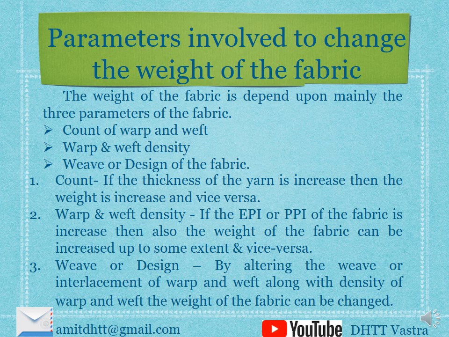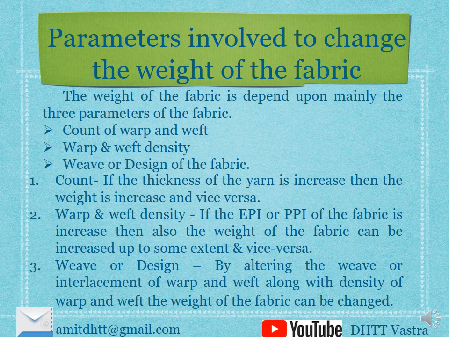And similarly, the second one is warp and weft density. Warp and weft density indicates the threads per inch in both ways, that is ends per inch or picks per inch of the fabric. If the ends per inch or picks per inch of the fabric is increased, then also the weight of the fabric can be increased up to some extent and vice versa.